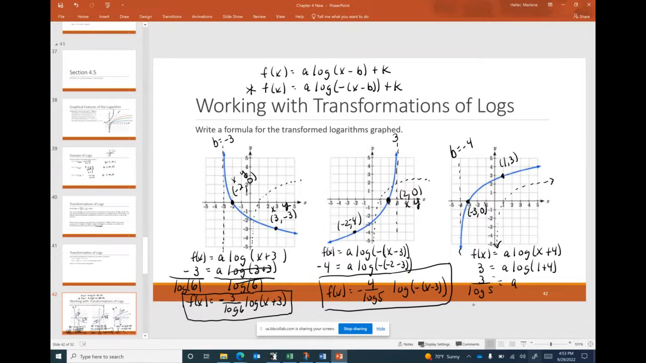Okay, so here's our equation. F of x equals 3 over log 5 times log x plus 4. Okay, that ends the lecture for section 4.5.